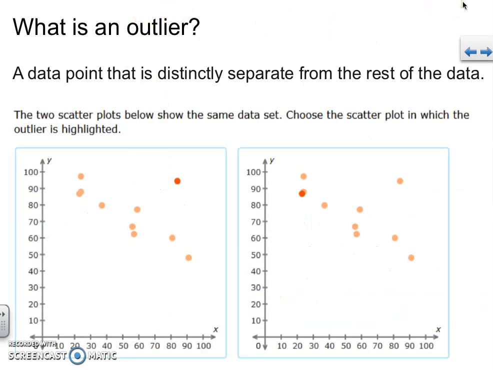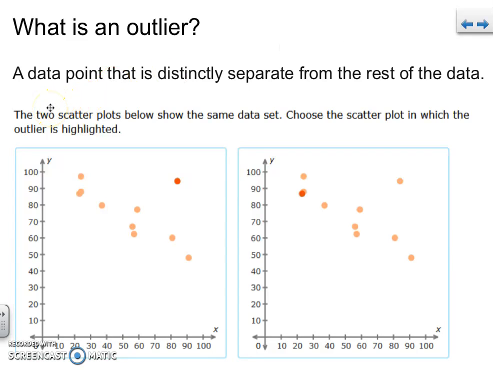Alright, so next thing we're going to move on to is what is an outlier. I kind of think of outlier as out there. So it's a data point that is distinctly separate from the rest of the data. So it is not in the data, it's outside of its range.